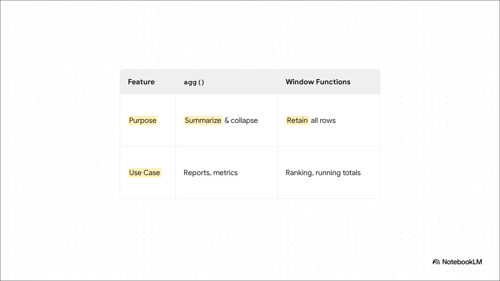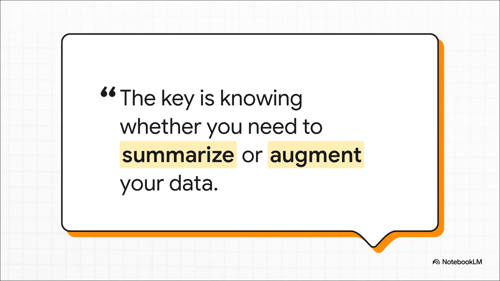You use window functions when your purpose is to augment or enhance your existing data. You want to perform calculations while retaining all of your original rows. This is your go-to for things like ranking products within a category or calculating a running total over time. Look, if all this boils down to one simple idea that you need to remember for your exam, it's this. Before you write a single line of code, just ask yourself this one question. Am I trying to summarize my data into a smaller table, or am I trying to augment my data by adding a new calculated column to my existing rows? Your answer tells you immediately whether you need agg or a window function.